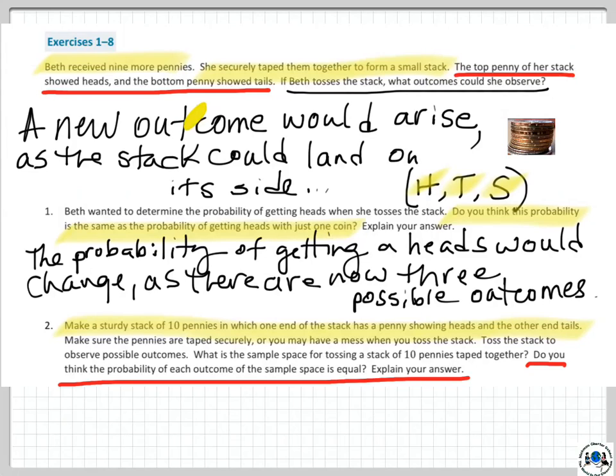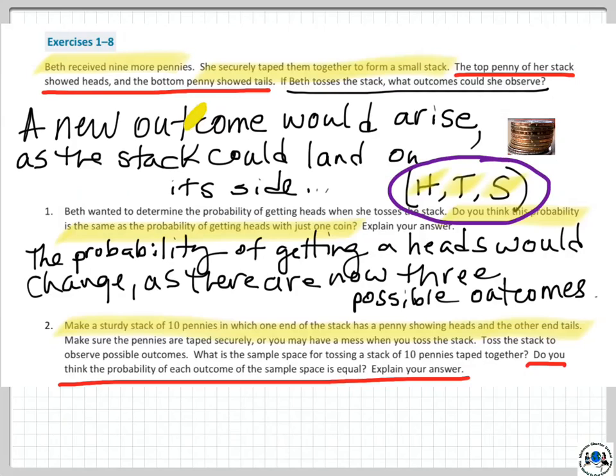Okay, toss the stack to observe the possible outcomes, and again, they're going to ask some questions here. What is the sample space for tossing the stack of 10 pennies taped together? Well, that would be this sample space right here: H, T, S, or heads, tails, or side.